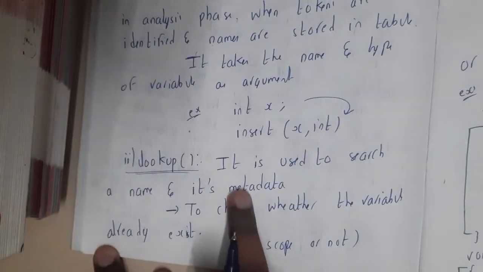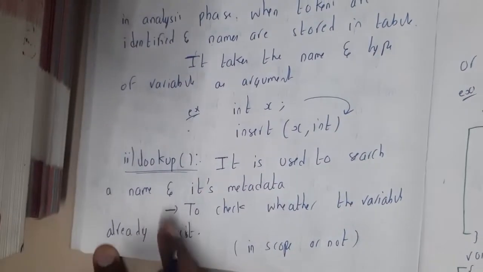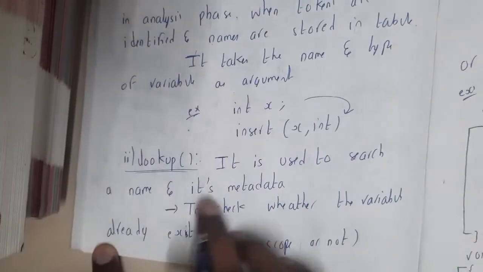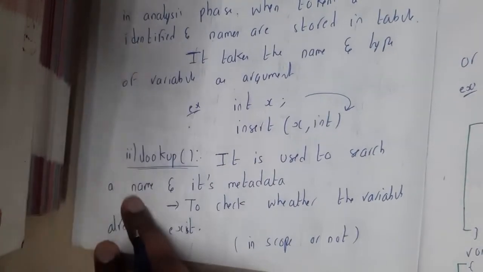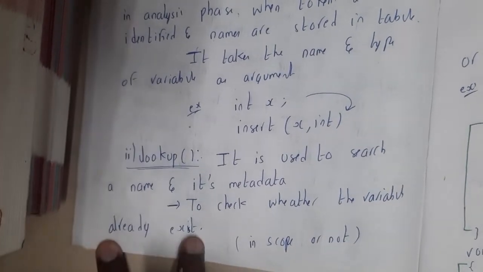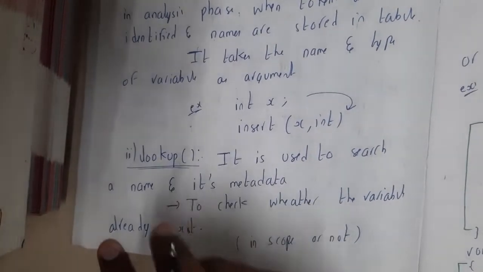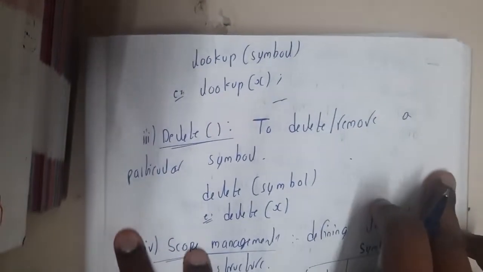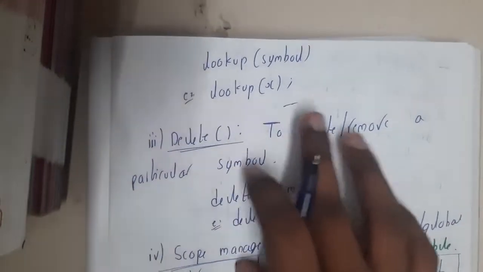Okay. Lookup. So lookup, in simple words, by observing the name only you can say you are searching for something. It is used to search a name and its metadata to check whether the variable already exists in the scope or not. So lookup symbol. Okay, so lookup x. In that way it will be working.